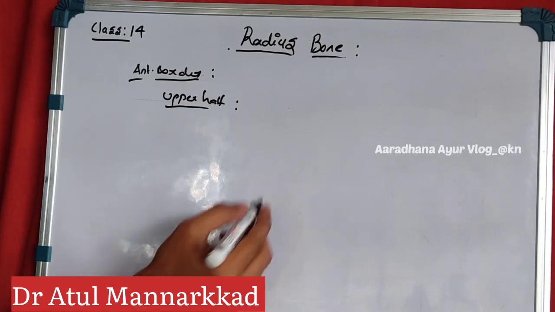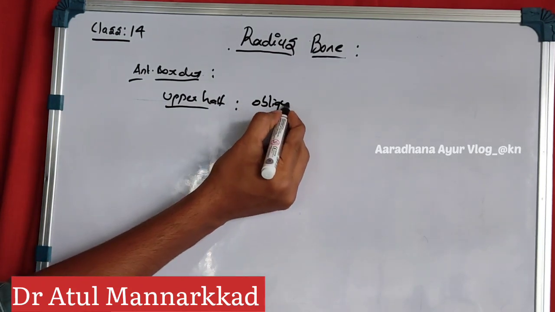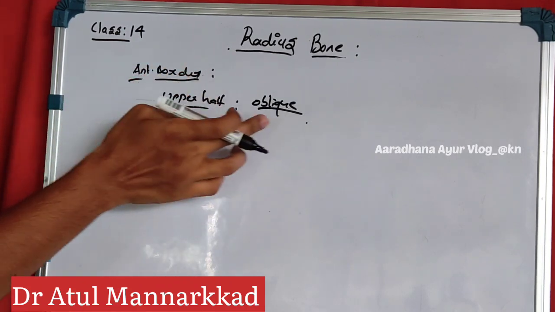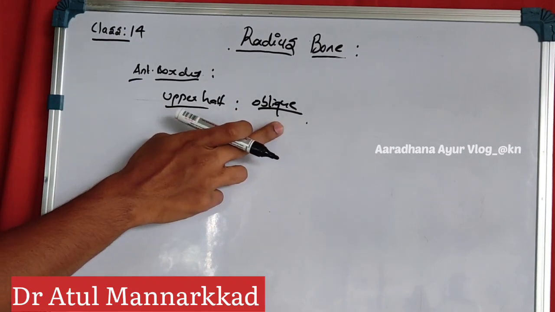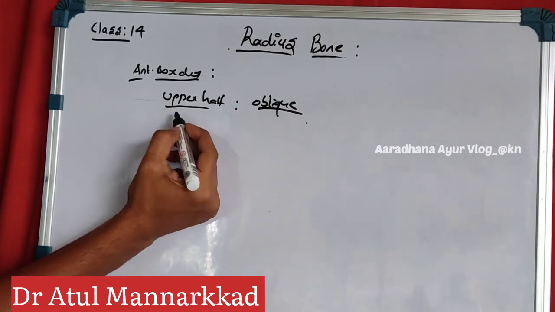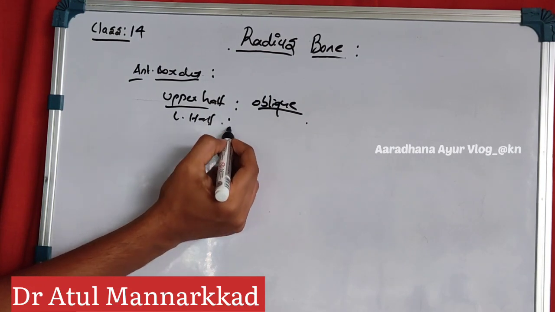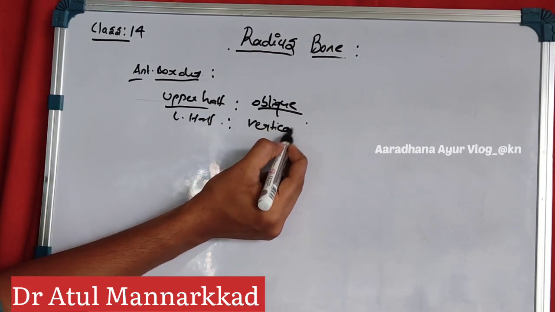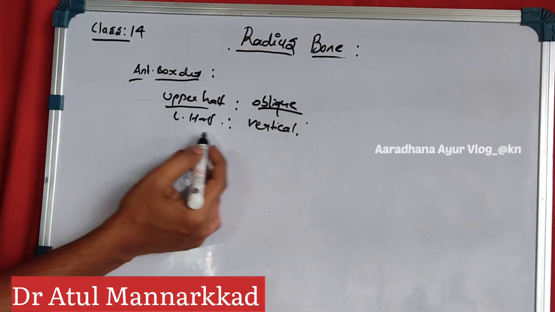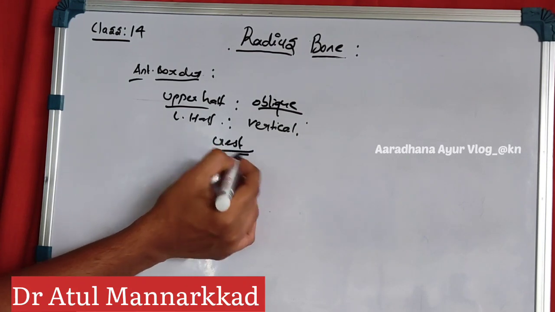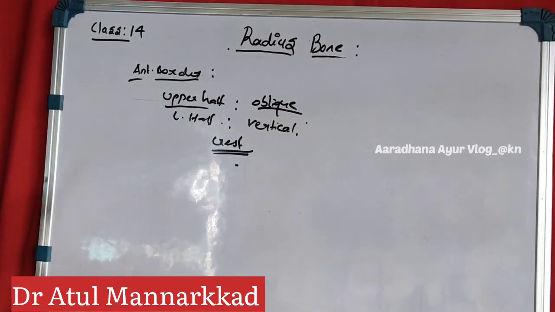In the upper half the anterior border is oblique, and in the lower half it is vertical. The oblique part is called the anterior oblique line, and the lower vertical part is crest-like. It is not that important here; just know that there are 3 borders: anterior, posterior, and medial.